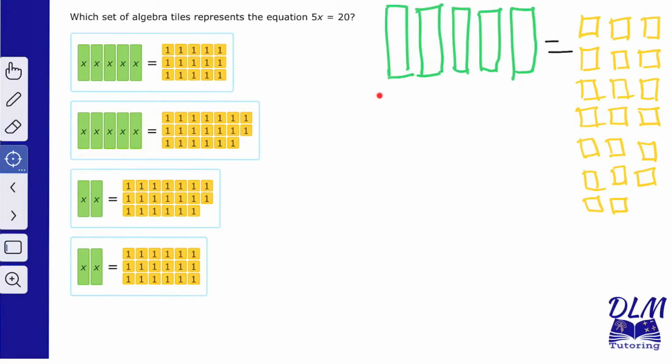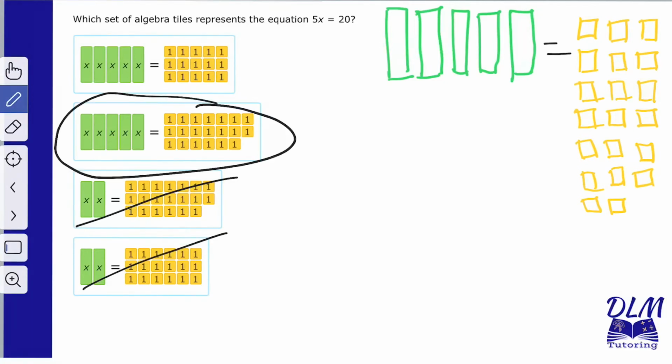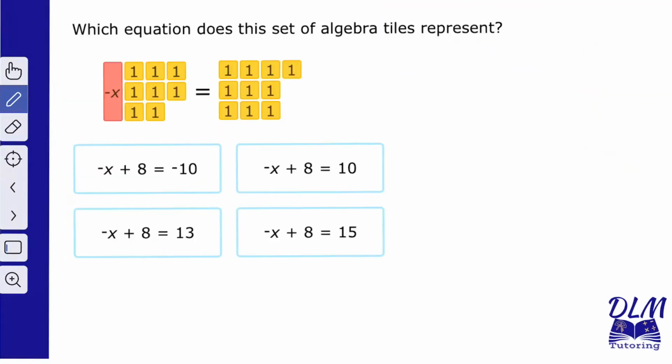I'm only going to be looking at the ones that have 5 x's like this. So immediately I can cross out these bottom two because they don't have 5 x's. Then when I evaluate the last two, I see that this one is too small because it's only 5 times 3, which is 15. So my answer is the second choice. Let's take a look at another example.